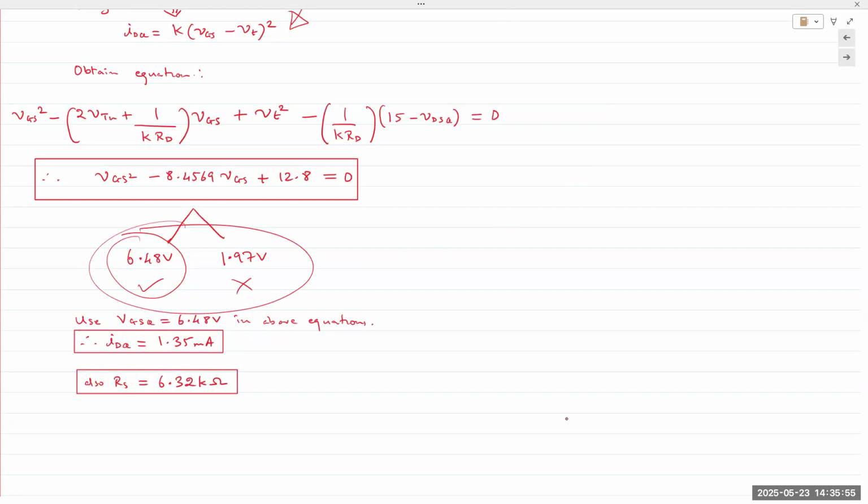So one of the values could be like 6.48, and the other root could be, I don't know, maybe 9, let's say. In that case, both values or both roots are above the threshold voltage. So then we have to take that, determine the value for ID and RS, and see which one makes the most sense to fit our system, right?